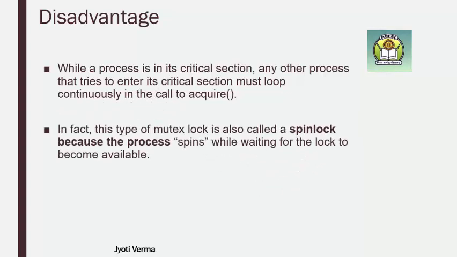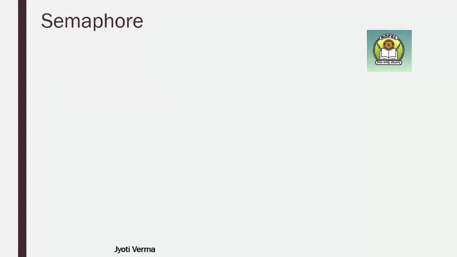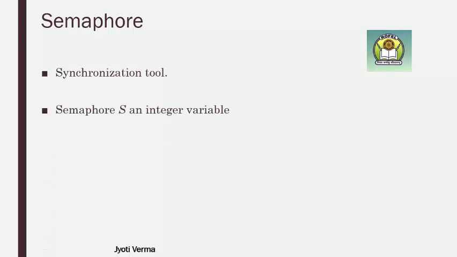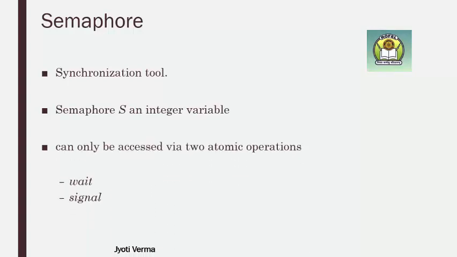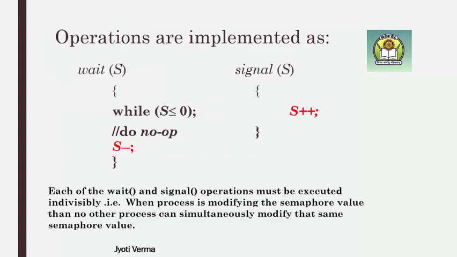In fact, this type of mutex lock is also called spin lock because the process spins while waiting for the lock to become available. Now another synchronization tool is your semaphore. Semaphore, as I told, is a synchronization tool. Semaphore is manipulated using an integer variable S. It can be accessed via two atomic operations, wait and signal.